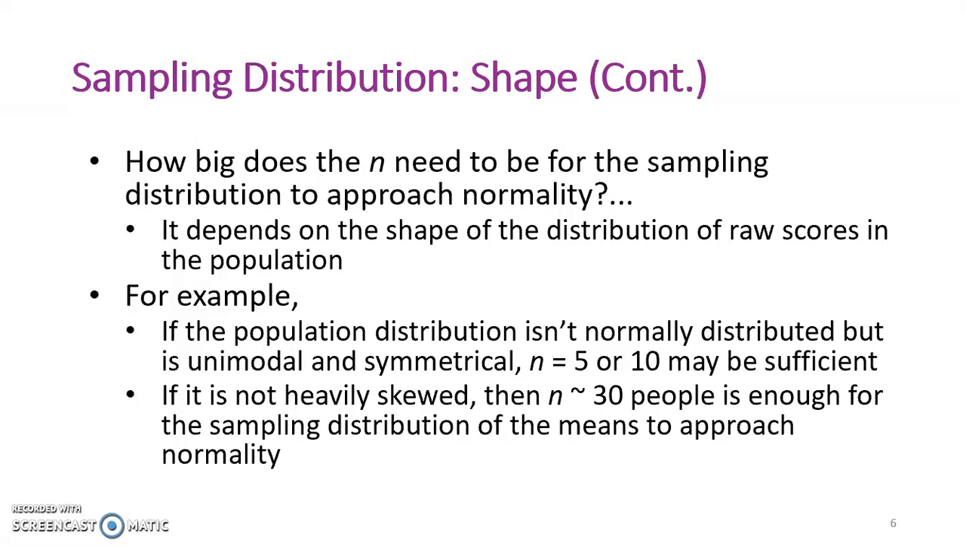And if it is not heavily skewed, then n of around 30 people in each sample, as you're creating the sampling distribution, is probably enough for the sampling distribution of means to approach normality. If the population distribution is bell-shaped, then the sampling distribution is bell-shaped for most sample sizes. When a population distribution is more skewed, it requires larger sample sizes, but usually not more than 30. In practice, for random sampling, the sampling distribution is nearly always approximately bell-shaped.